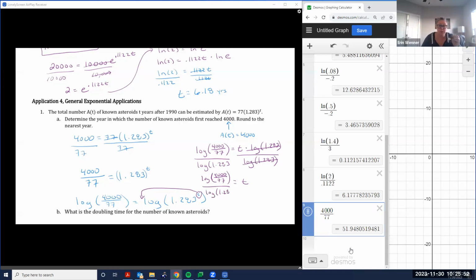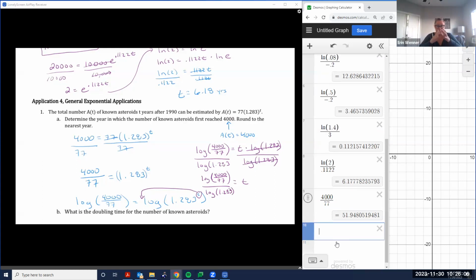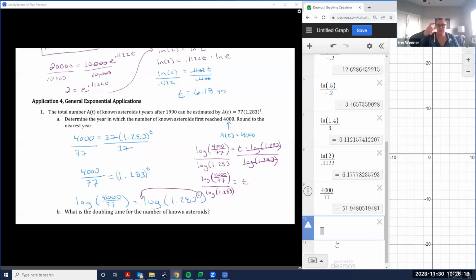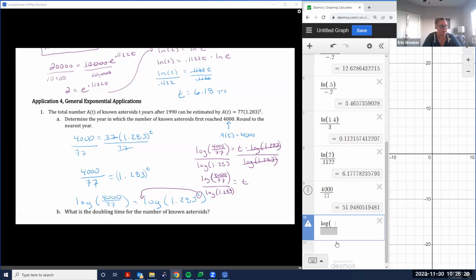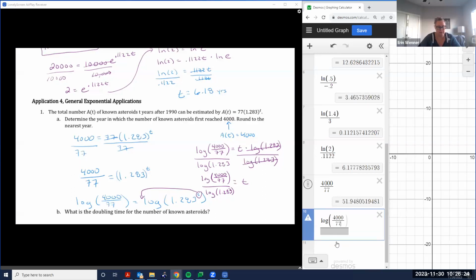Now, looking at this, don't try to cancel those word logs out or anything like that. Remember that whole thing in the numerator is a number, and the whole thing in the denominator is a number as well. So when we go to Desmos, we want it to evaluate this whole thing for us. So I'm going to press the division key first. What this does is gives me that fraction and allows me to enter the whole numerator. So I'm going to say log and then parenthesis, and I'm going to do 4,000 divided by 77.